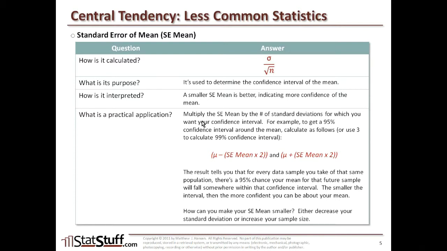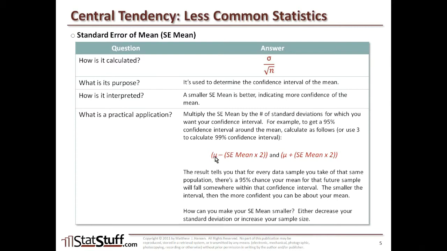So from a practical standpoint and how we apply this, you would take the SE mean and multiply it by the number of standard deviations for which you want your confidence interval. As an example, if you want 95% confidence around the mean, then you would use 2 standard deviations. Obviously, if you wanted a 99% confidence interval, then we'd use 3 standard deviations.